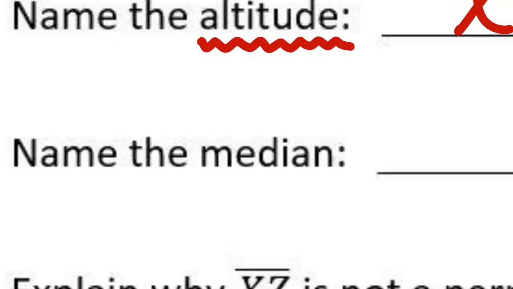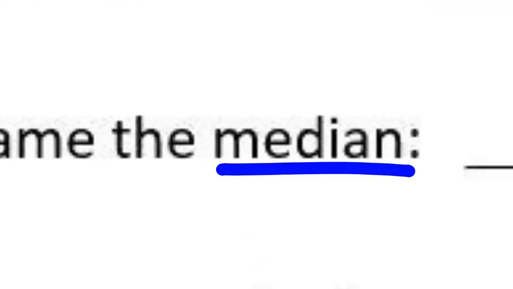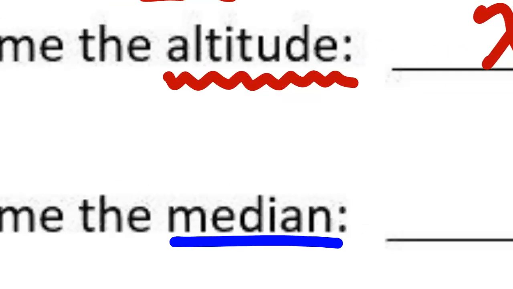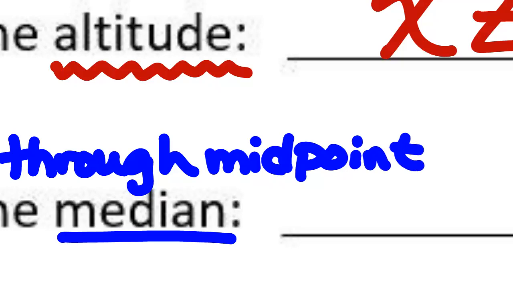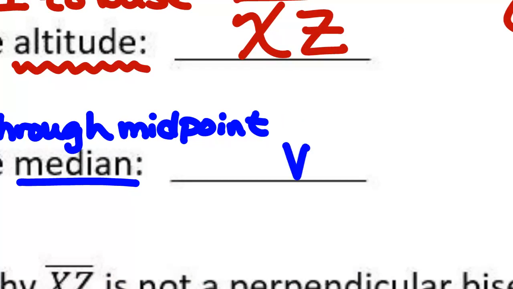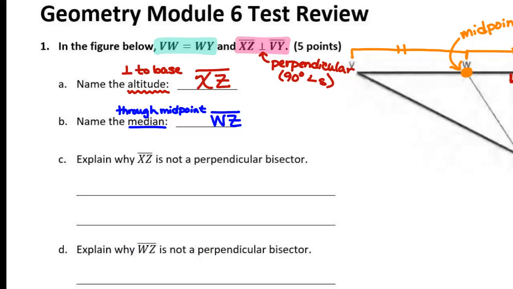Name the median. WZ. A median goes through the midpoint. So that would be WZ. A perpendicular bisector does both. An altitude is only if it's perpendicular. A median is only if it hits the midpoint. If it does both, then we say it's a perpendicular bisector.